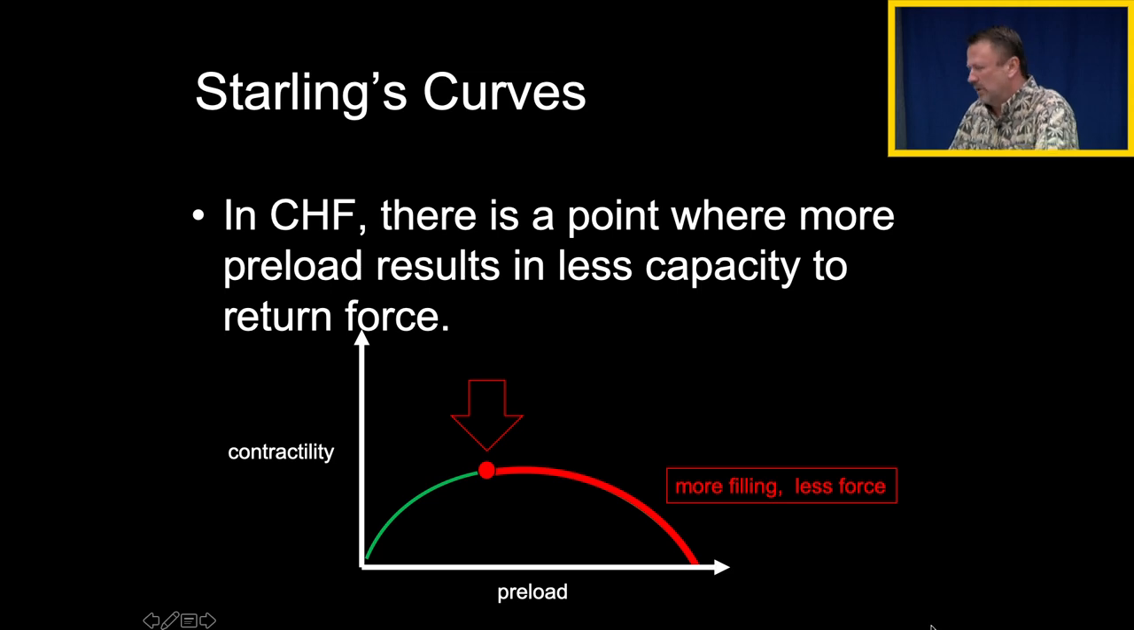That's why we're going to use medications to take away preload. We're going to take medications that take away end diastolic volume. And one of those is Lasix, because that takes away preload and afterload. And so we're going to make the point early on.